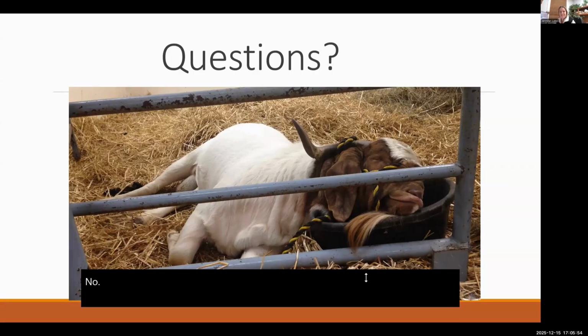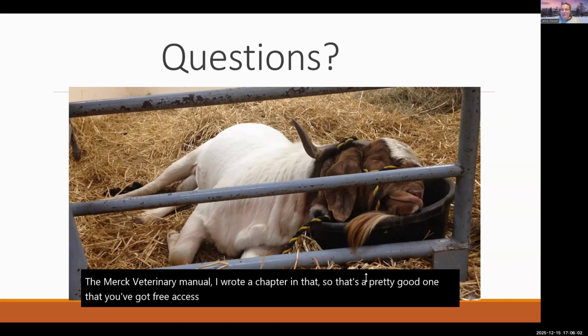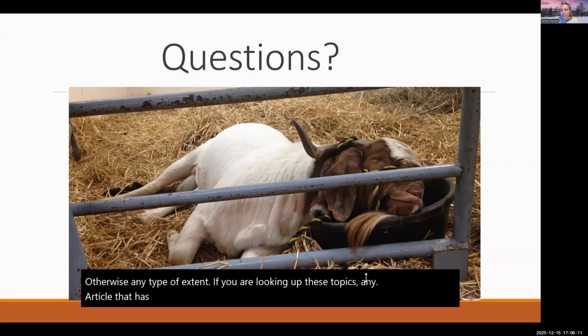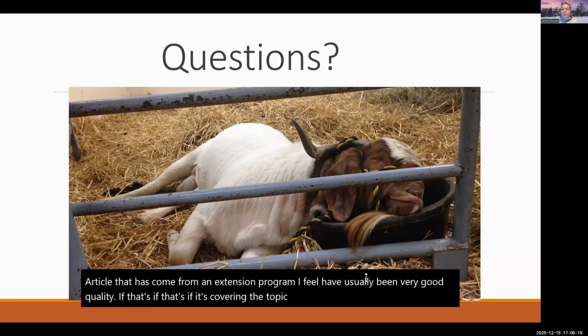Well, the Merck Veterinary Manual, I wrote a chapter in that, so that's a pretty good one that you've got free access to. Otherwise, if you are looking up these topics, any article that has come from an extension program I feel has usually been very good quality, if it's covering the topic that you're interested in reviewing.